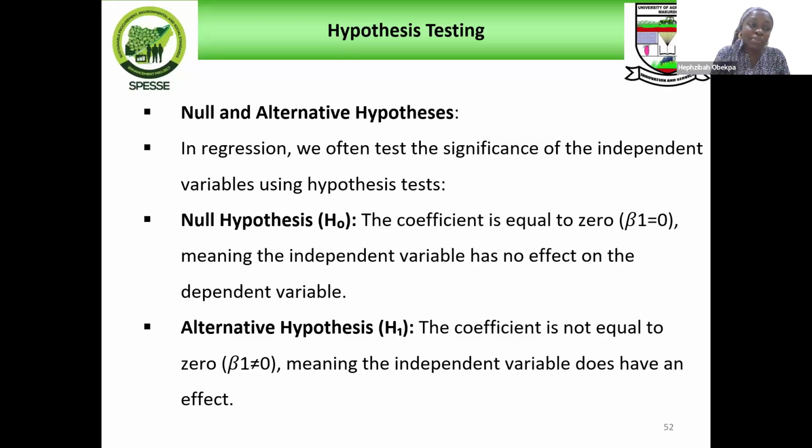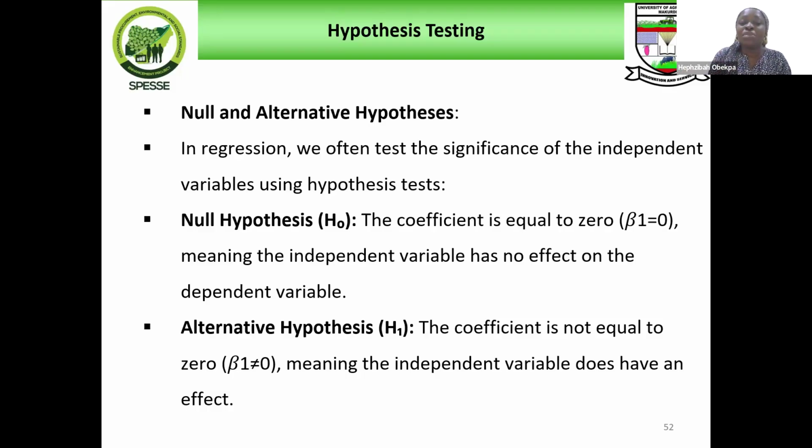That means it is testing the hypothesis. It's testing to let you know whether all those values you have gotten are things that should take your attention or not. So it will tell us whether they are significant or not. So in regression, we often test the significance of the independent variables using hypothesis tests. As I go further, there's an output. We'll see all of these things.